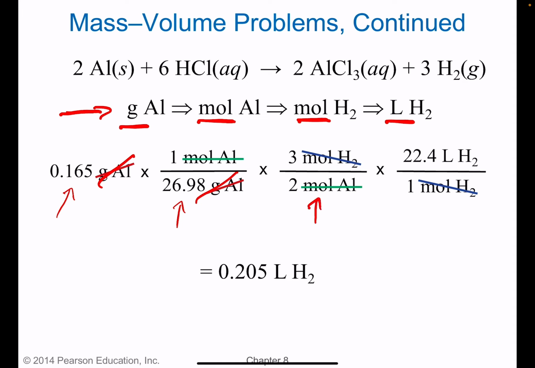Next over here you have your molar ratio. So in the balanced chemical equation we've got a 2 for aluminum and a 3 for hydrogen. We put the 2 on the bottom because the 2 was associated with aluminum and we want moles of aluminum to cancel. The 3 was associated with the hydrogen, so that goes on the top. And then lastly, we use the molar volume of 22.4 liters per 1 mole of hydrogen. And we put the 22.4 on the top so that the moles of hydrogen can go on the bottom so the units can cancel. And then we should get 0.205 liters of H2 if we did that correctly.